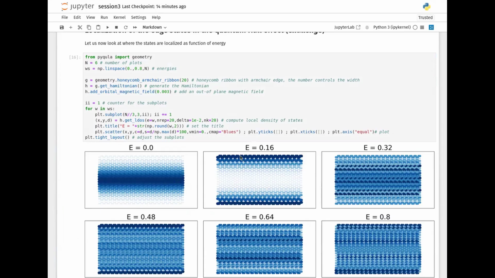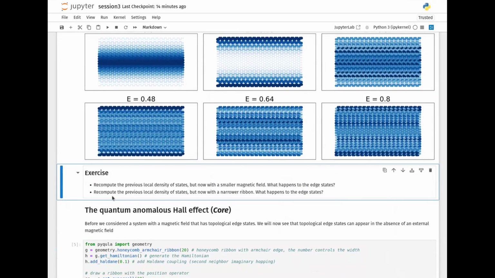And this is because the gap that appears in the quantum Hall state, particularly the topological gap, increases with the magnetic field. And eventually you see that you may be able to see this edge state, but the other energies, you just see bulk states.